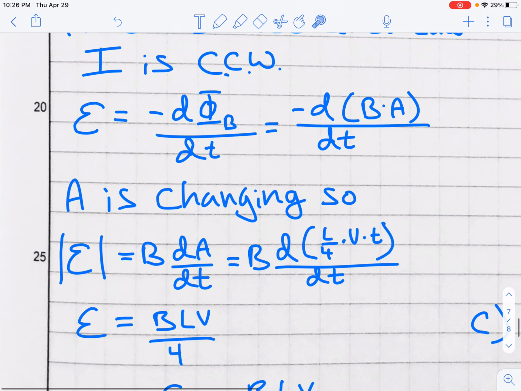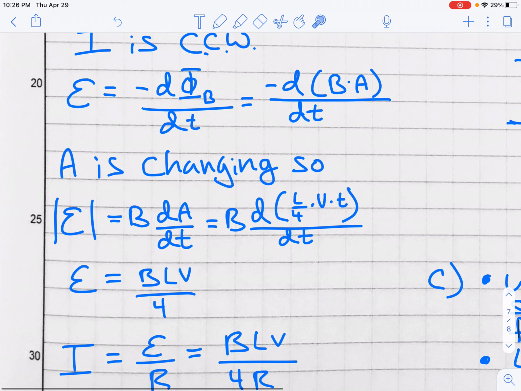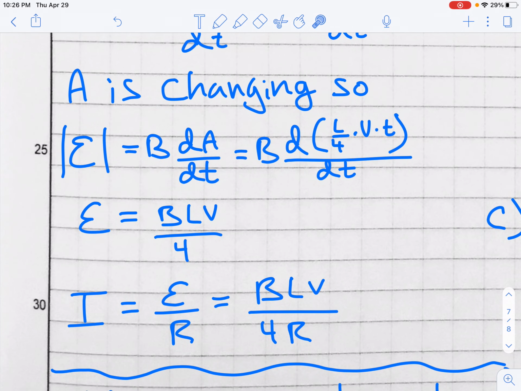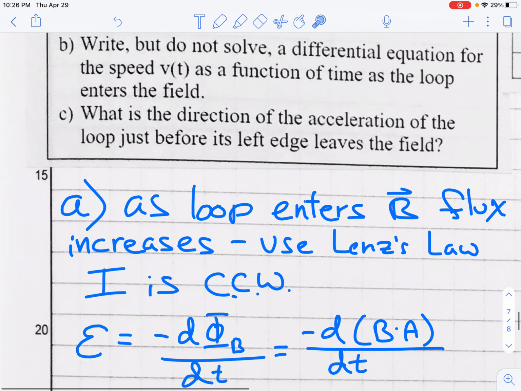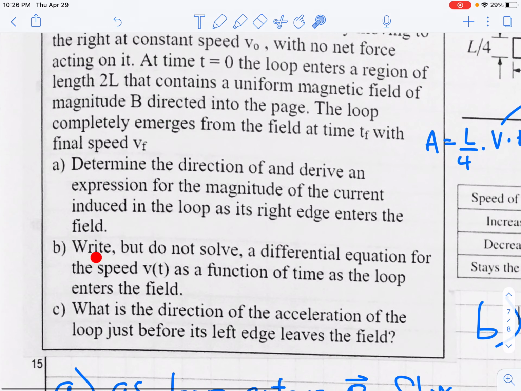Okay, pretty straightforward. And then to find the current, Ohm's law, I equals V over R, epsilon is our voltage, resistance R, that's not a radius, BLV over 4R for our current. In part B, write but don't solve the differential equation. Velocity is a function of time as it enters.